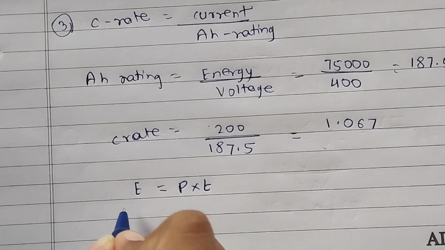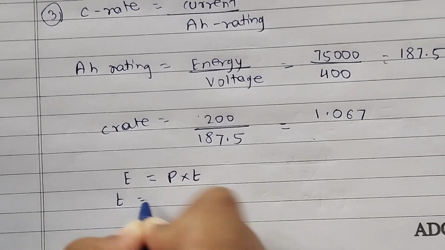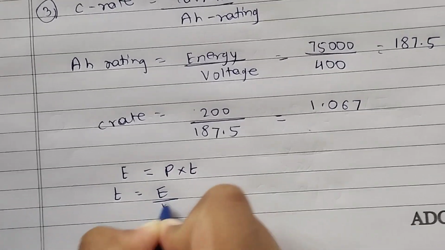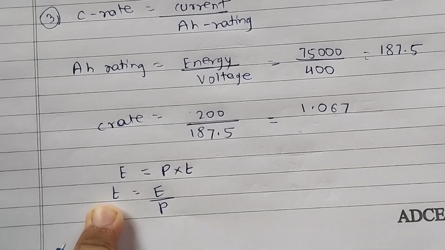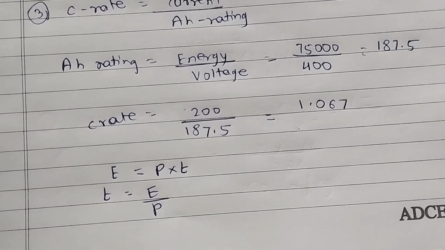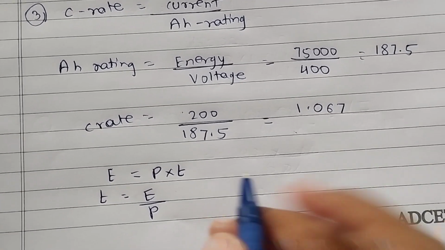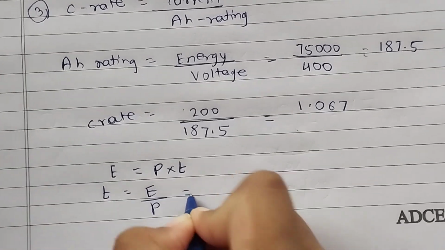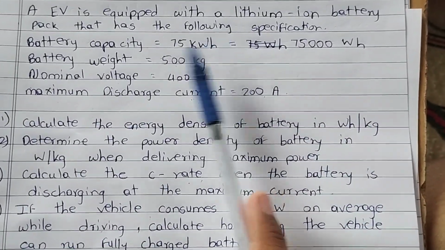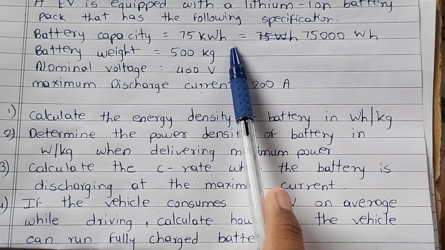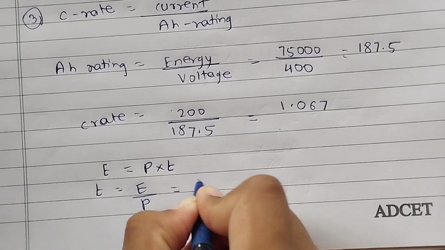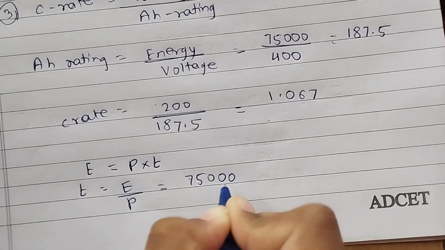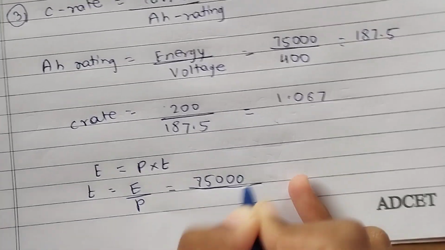Now we want to calculate time. Time is equal to energy divided by power. Time is nothing but how long the vehicle runs during the discharge of the battery. So we calculate it using this formula. Energy is given, the capacity is 75,000 watt hour, so 75,000 divided by this power.